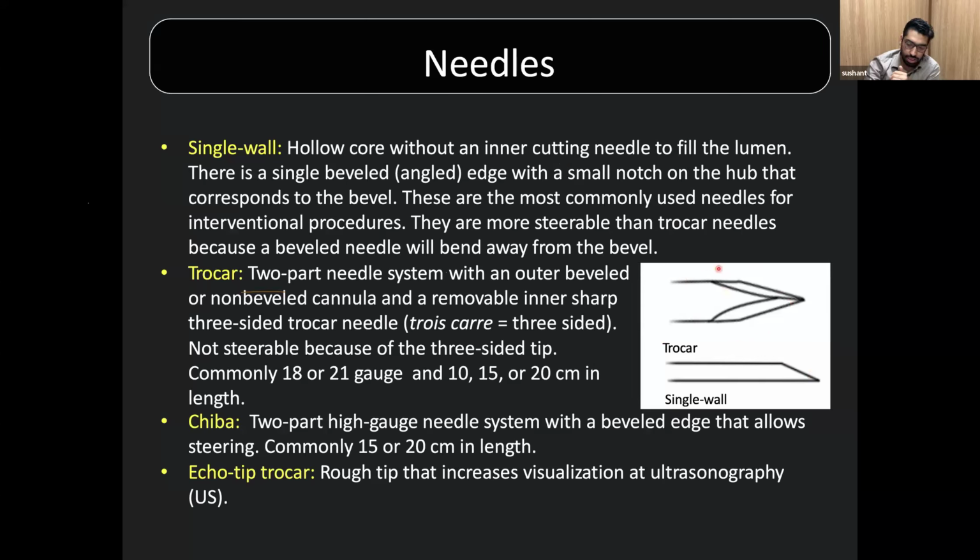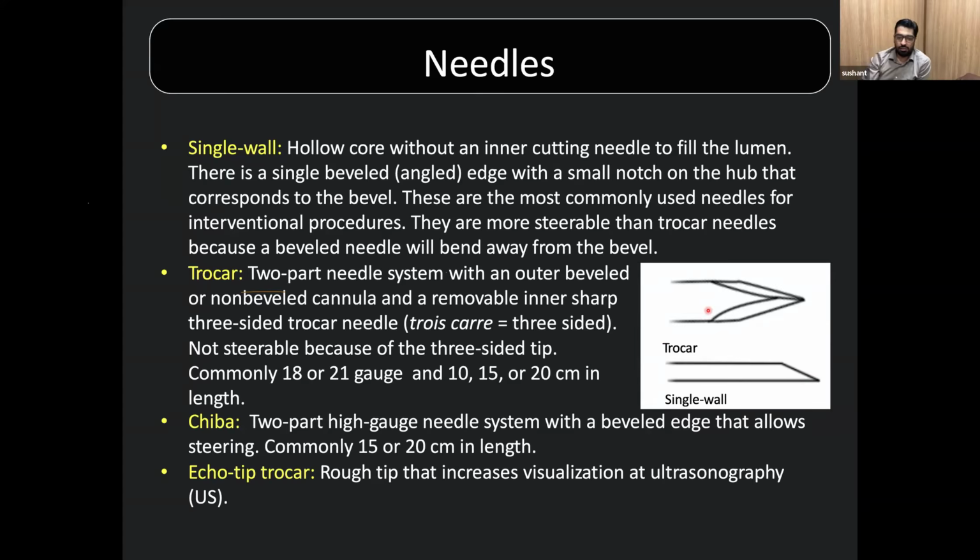It is a single bevel, and it is a hollow needle. Trocar I have shown you again and again. This has a three-tip diamond cut at its end with a hollow needle. So this is a stylet, and this is the trocar type of needle, which is a two-part. The inner sharper one is a stylet which can be removed, and the outer one is a hollow part. So this is the trocar type needle.